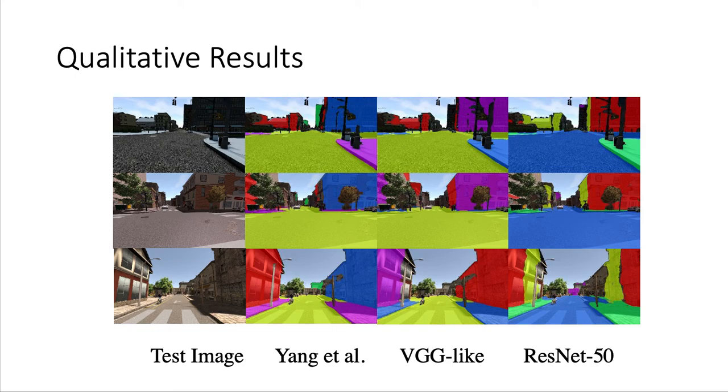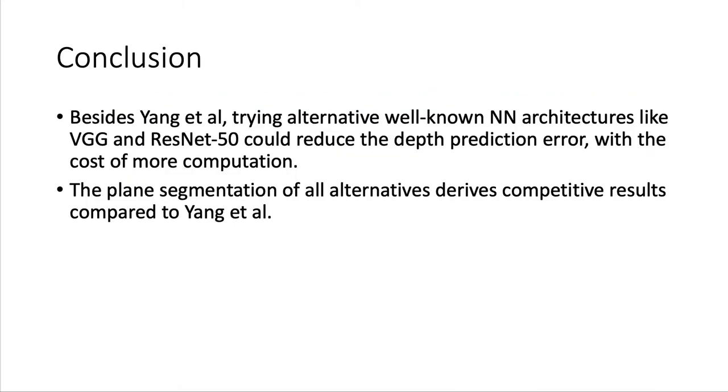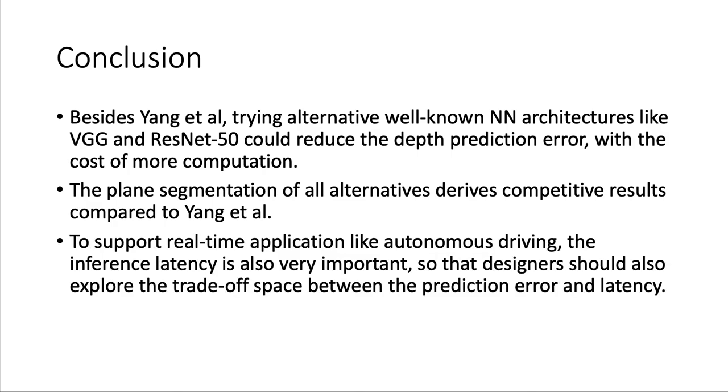Qualitatively, it is evaluated by the plane segmentation result, and both of my 2 alternatives are competitive to Yang's implementation. In conclusion, besides Yang, trying alternative well-known architectures like VGG and ResNet 50 could reduce the plane prediction error with the cost of more computation. The plane segmentation of all alternatives derives competitive results compared to Yang. To support real-time applications like autonomous driving, the inference latency is also very important, so the designers should also explore the trade-off space between the prediction error and latency.